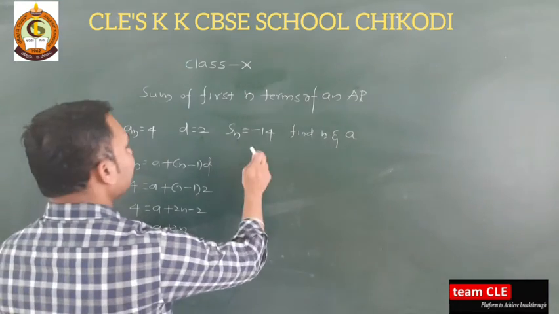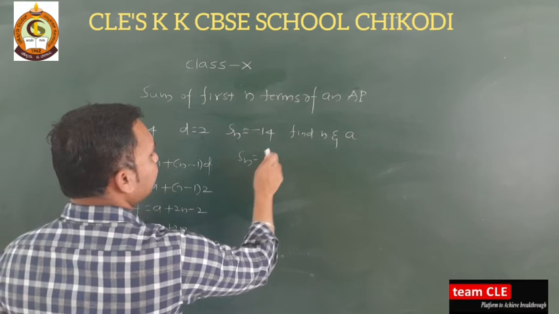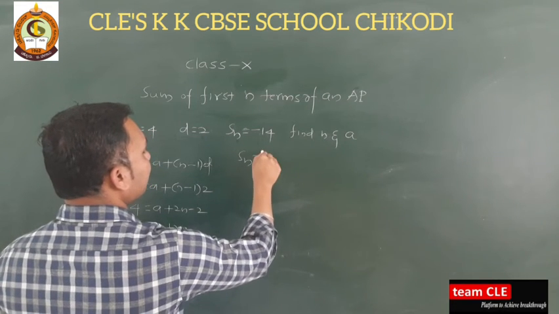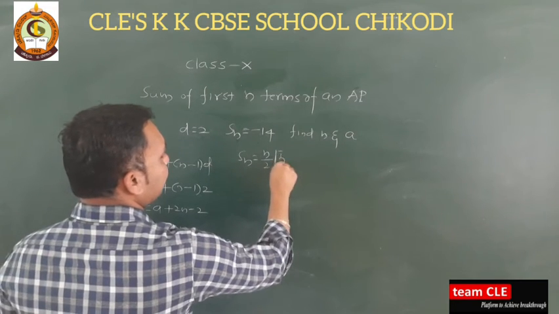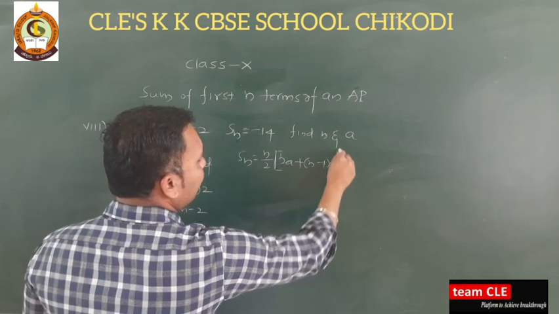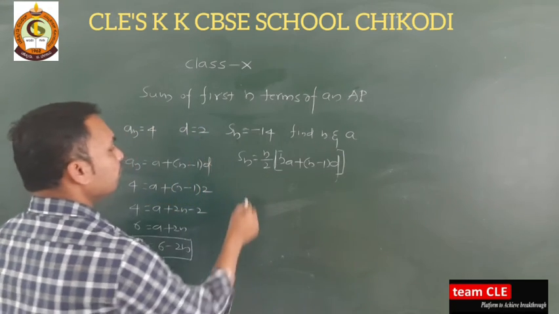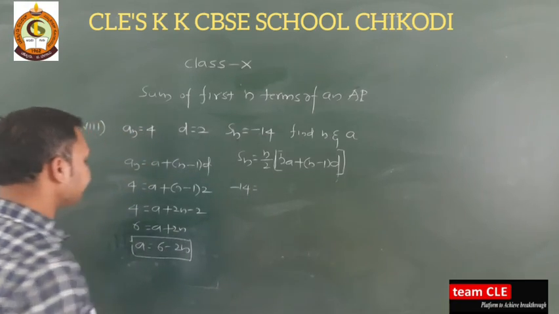Okay. Now, next we have Sn is equal to minus 14, they are given. Now, we have the formula n by 2 into bracket of 2a plus n minus 1 into d. Okay. Now, next Sn is equal to minus 14.